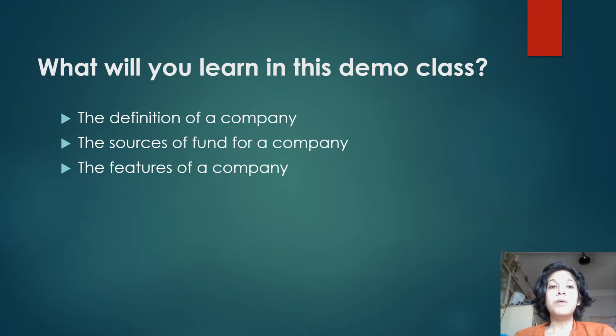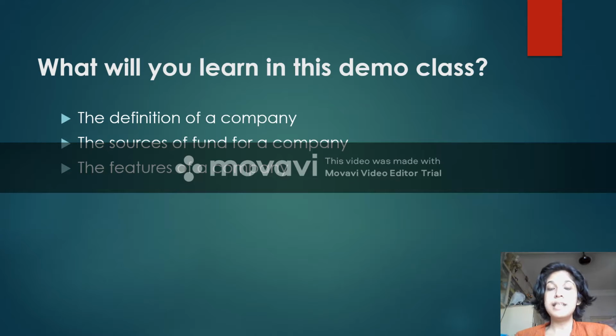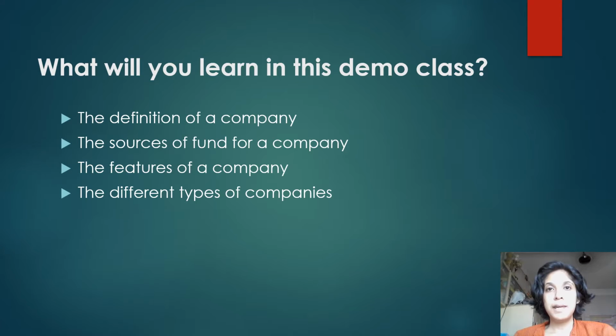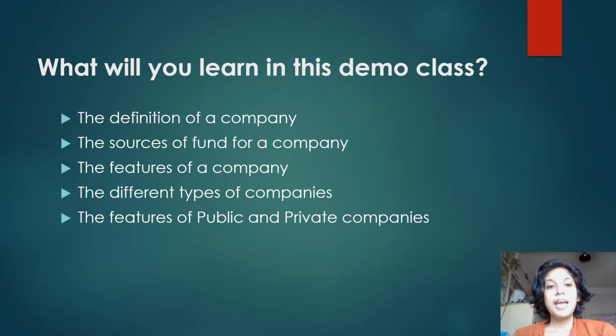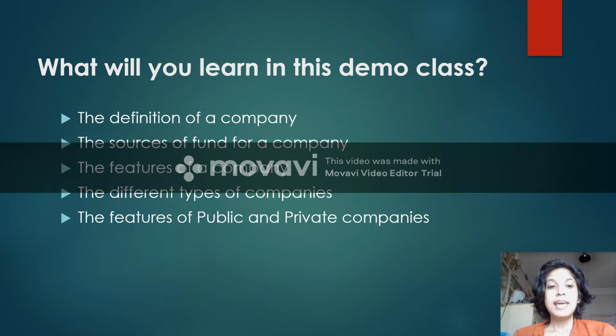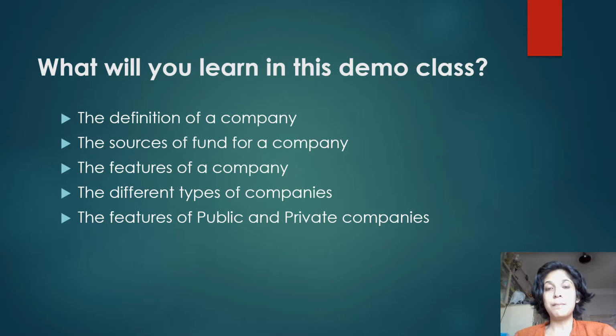Next, we are going to learn about the features of a company. Features are also known as characteristics. There are different characteristics for different types of companies. Next, we are going to learn the types of companies. The types of companies are based on two bases. Those bases will be learned first, and the types under those bases next. And the last one we are going to learn today is the features of public and private companies. These are different under different types of companies, and we have to know their features to know this type of company better. So let's start now.